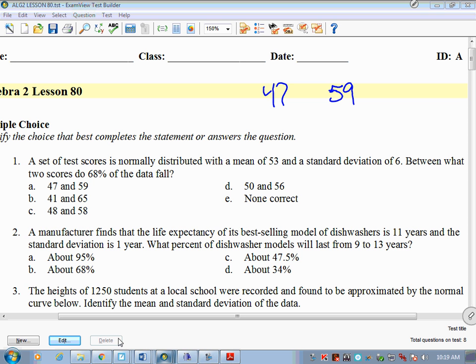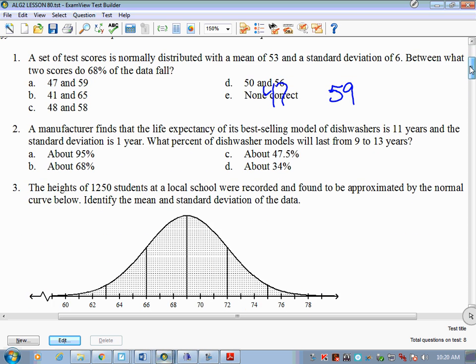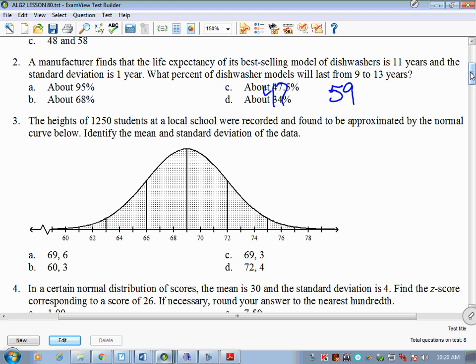Question number 2. I got to erase some things here. A manufacturer finds that the life expectancy of its best-selling model of dishwashers is 11 years, and the standard deviation is 1 year. What percent of dishwasher models will last from 9 to 13 years? Well, let's draw our chart. What number goes in the middle? 11. Standard deviation is how many years? Plus or minus 1. So this is going to be what to the right? 12, and this is going to be 10.